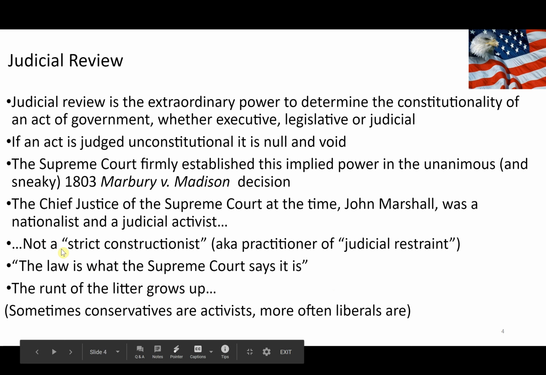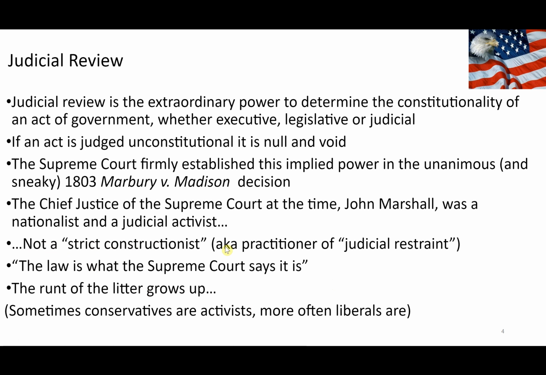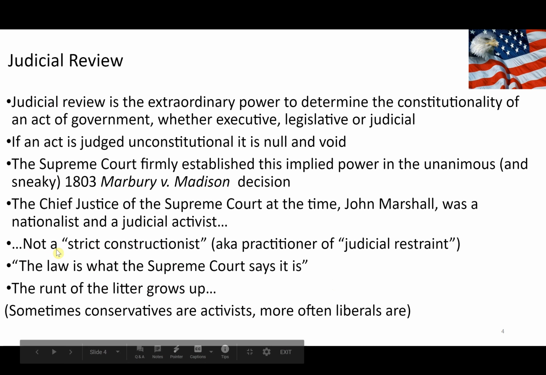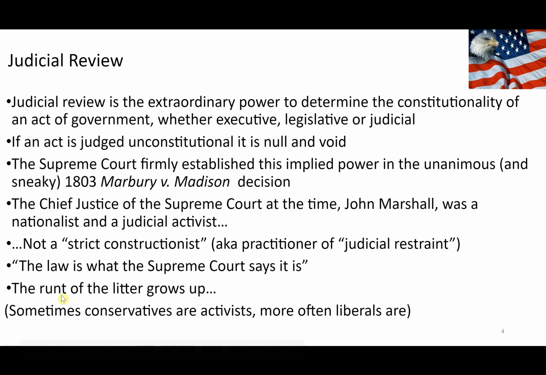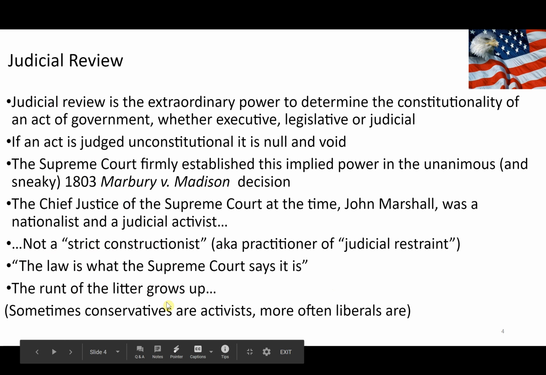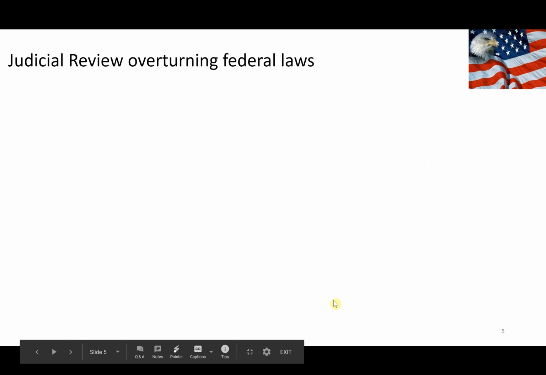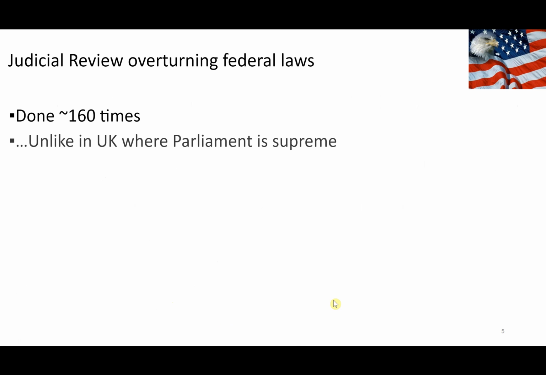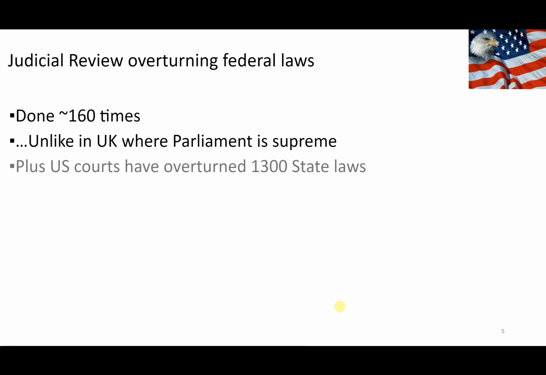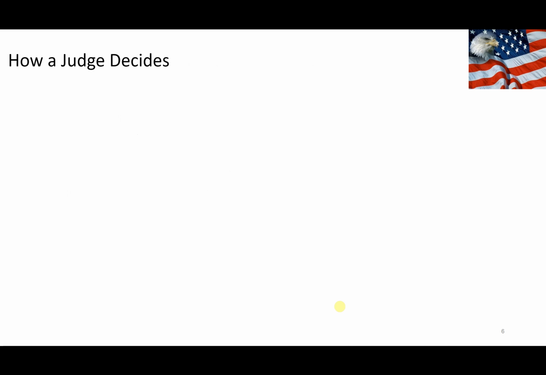So he was of course not a strict constructionist. This invocation of judicial review helped expand the powers of the federal courts. Now, FYI, sometimes conservatives are judicial activists, but often liberals are actually judicial activists today. Judicial review has overturned federal law roughly 160 times. This is different from the United Kingdom, where the parliament is supreme. Plus, U.S. courts have overturned 1,300 state laws and many executive orders.